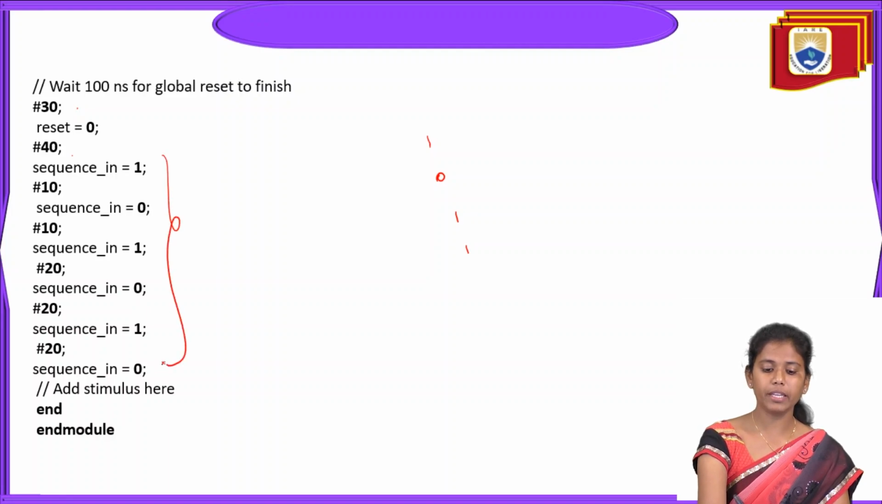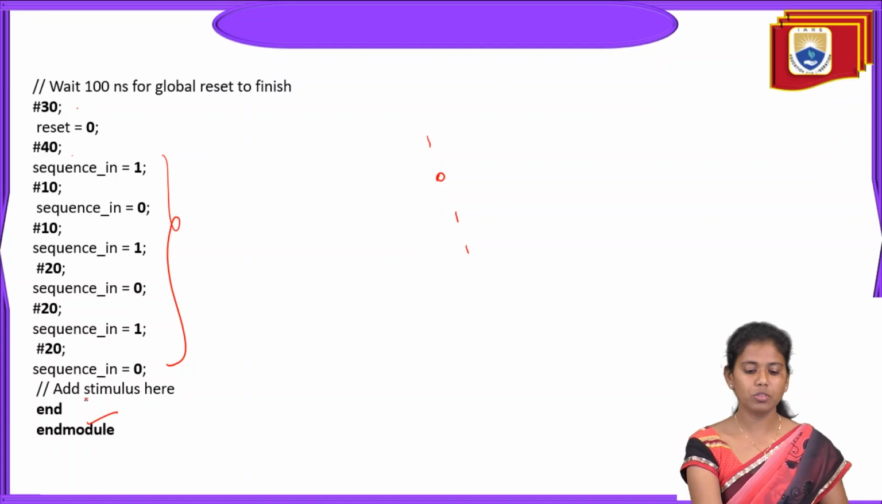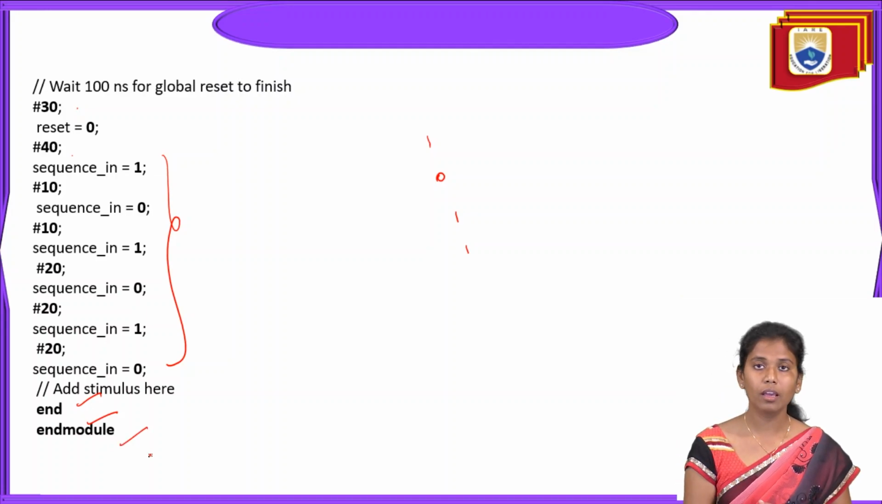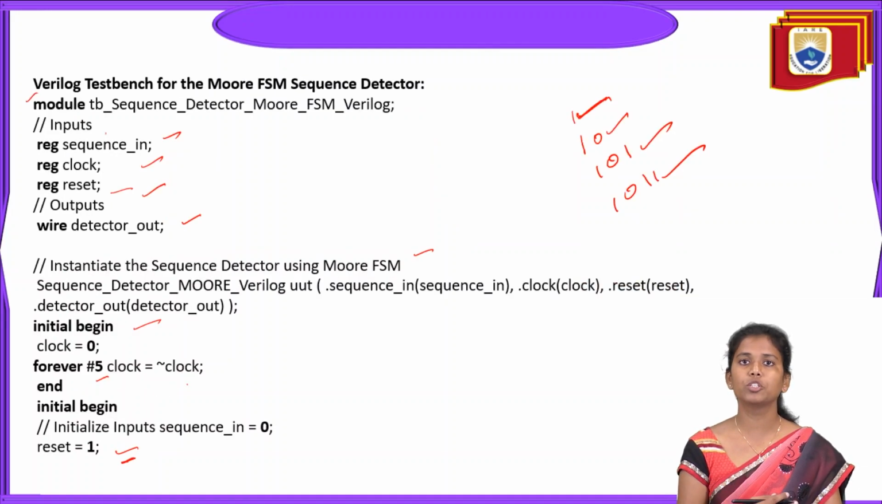Likewise, after completing the sequence, we are finally terminating our code by using the keyword end, and then finally terminating our whole code by using the end module. Okay, so this is how we can write the test bench for this Moore FSM sequence detector.